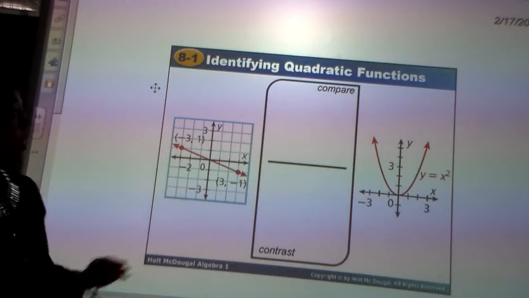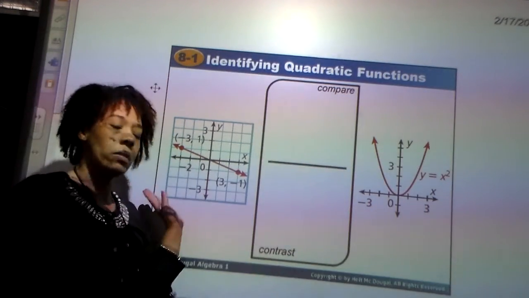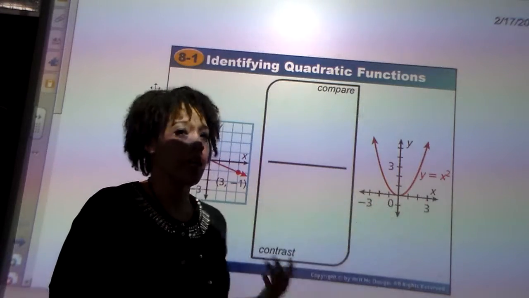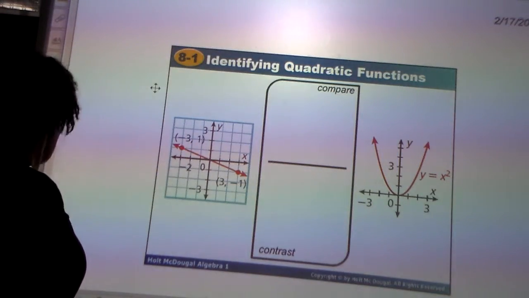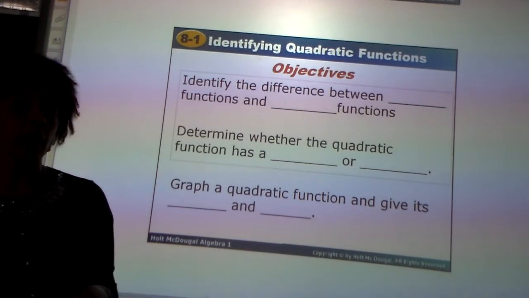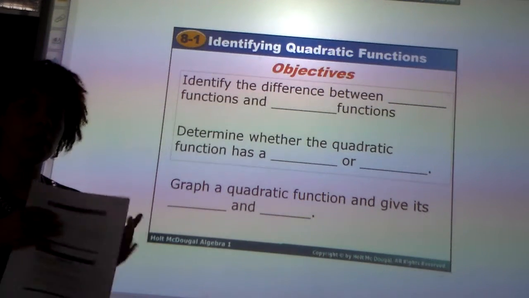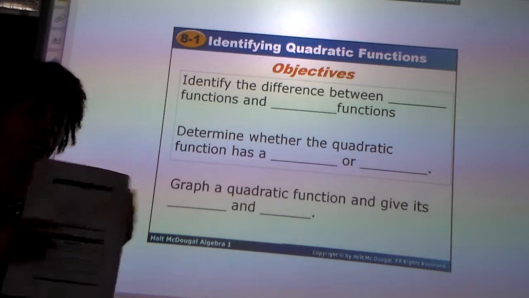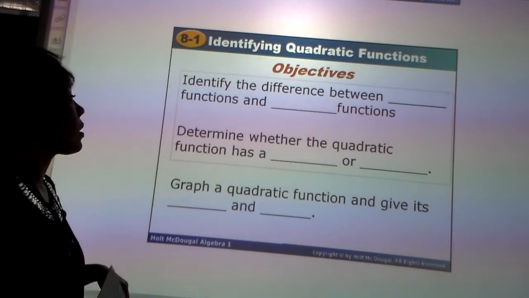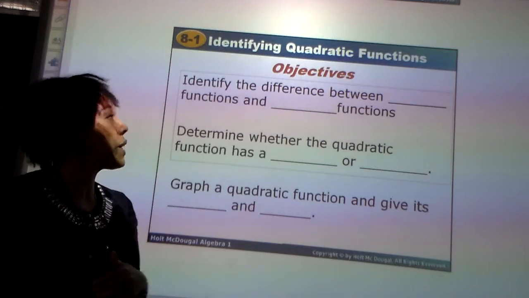So by now, you should have completed and gone over the compare and contrast between these two graphs as a warm-up activity. The first thing I want to tell you today is what it is that we will be learning. You can follow along in your guided handout so that you can be sure that you're getting the information all together. So we have some objectives for today's class.